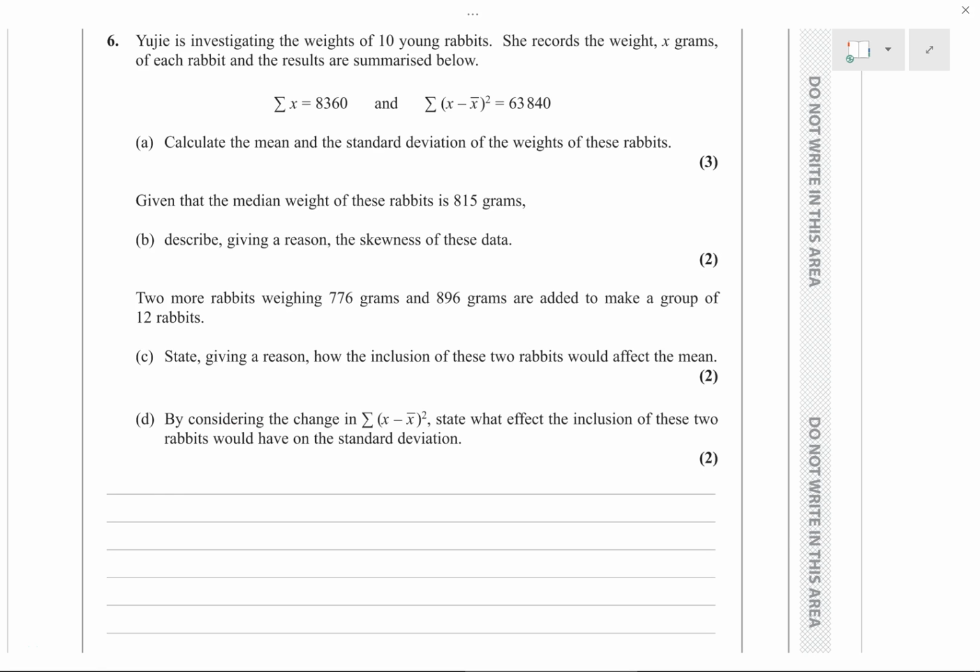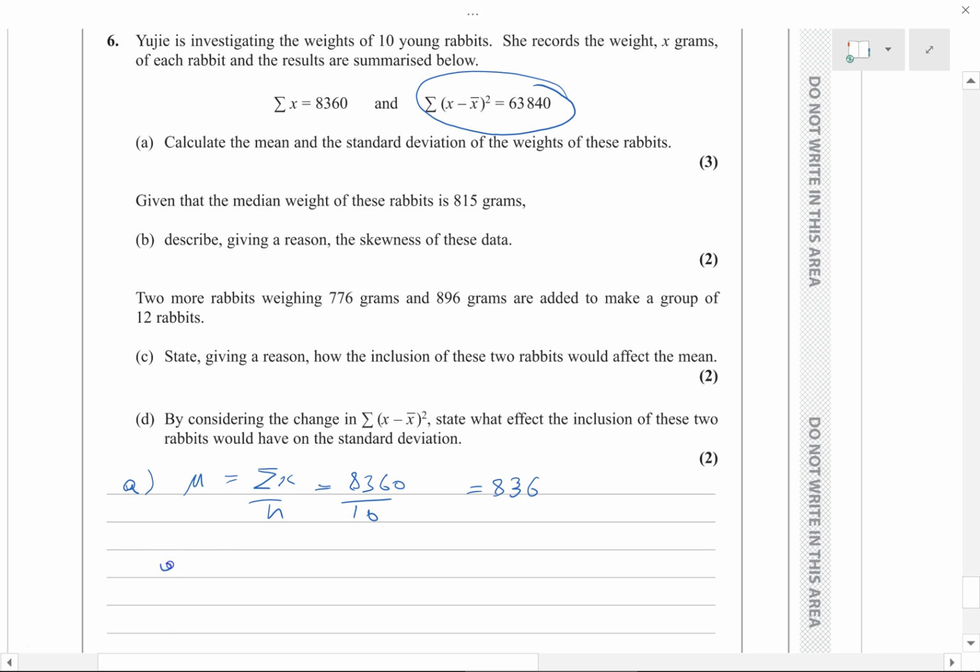The mean should be no problem. The standard deviation is this number divided by the number of numbers there are. So the mean is equal to sigma x over n. So that's 8360 divided by 10, so that's 836. Okay, that's not too bad.